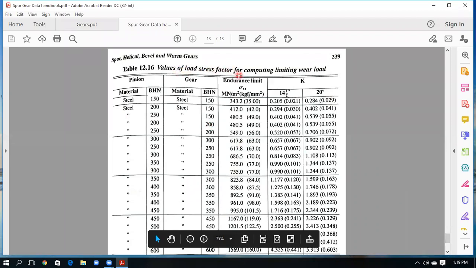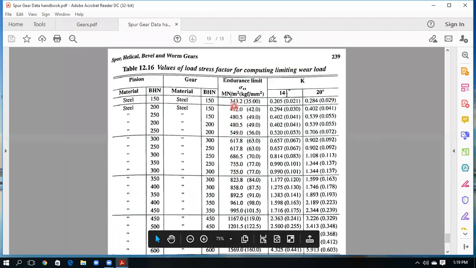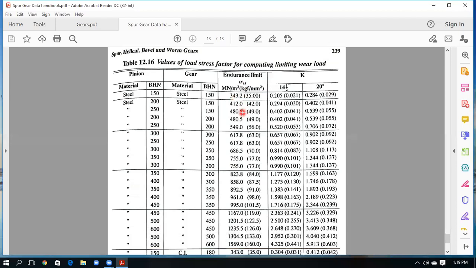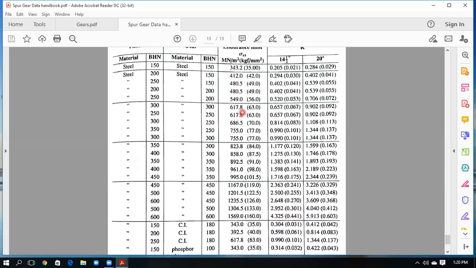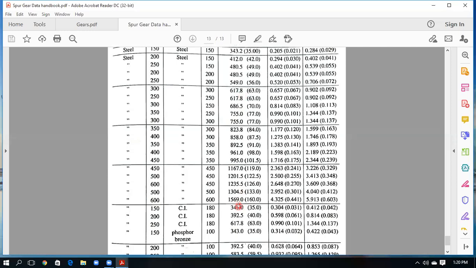These are the load stress factors for computing the limited wear load. In this, they have given the K value for 14.5 degree and 20 degree, and whatever that sigma ES is there, the endurance limit. The sigma ES value, you have calculated that. According to that you need to mention the hardness.